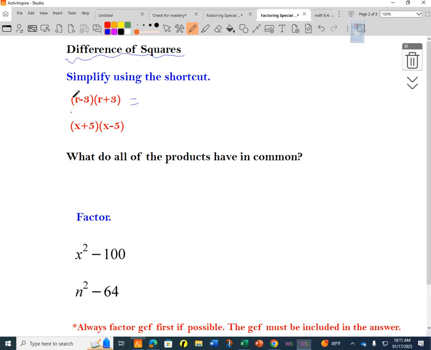Say it again. Oh no, this is from earlier in the year. Right before Christmas, we learned how to multiply these using the shortcut. What is it, Steve? Multiply r times r and get r squared. Yep. Now what? Not r times 3.